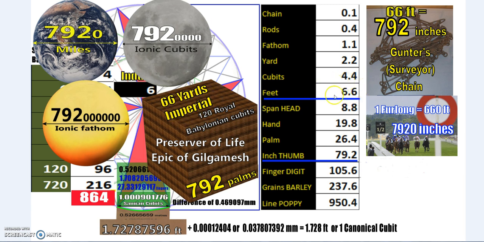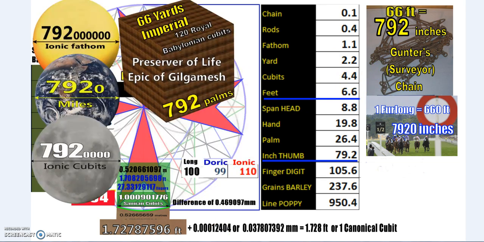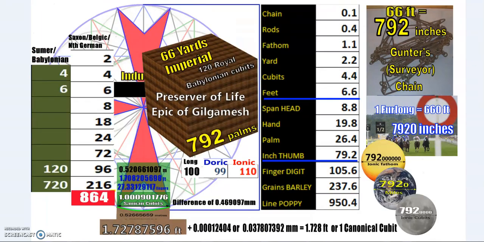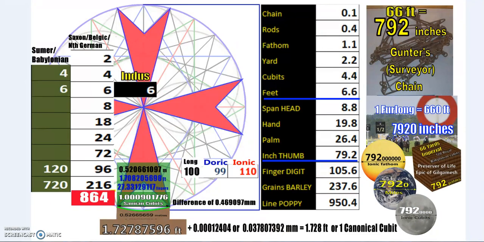So 3 feet per yard. Okay, so 792, also 66. So Sun, Earth, Moon, the preserver of life, Epic of Gilgamesh, and how again these legends, but also the architecture, we see the same built in there. So we just put the 792 down there, and okay, what's going on with 66?